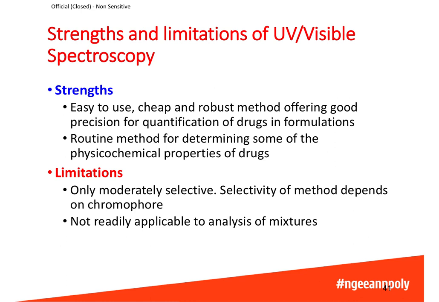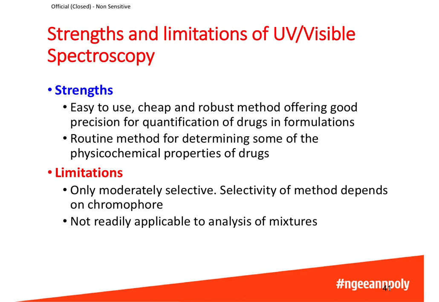UV and visible spectrophotometry are easy to use and they are also reasonably cheap because the instruments are not too expensive. The method is also robust, meaning that it can handle slight changes in the method. This method is precise when used to quantify drugs in formulations. UV spectrophotometry is also routinely used to determine some of the physicochemical properties of drugs, such as solubility and partition coefficient.